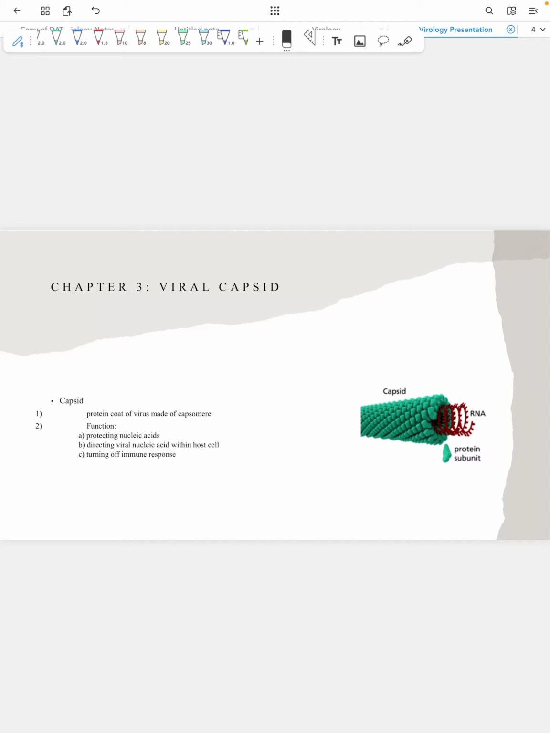In chapter 3, we will talk about viral capsid. We know that viral means virus, and capsid. We already talked about capsid in the previous chapter. That is one of the components that all viruses have. We will further talk about the details of the capsid.